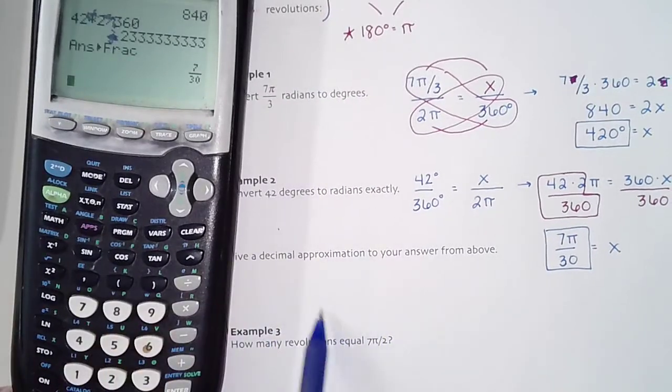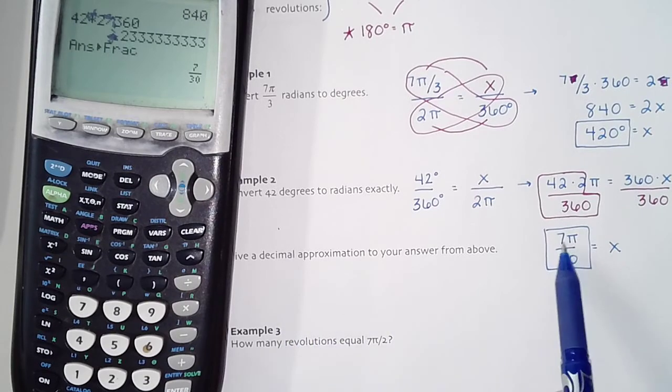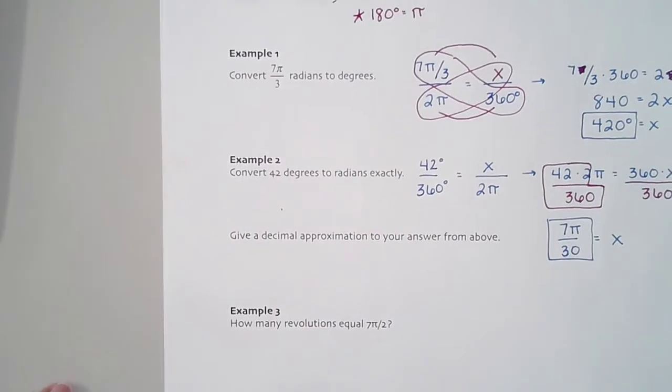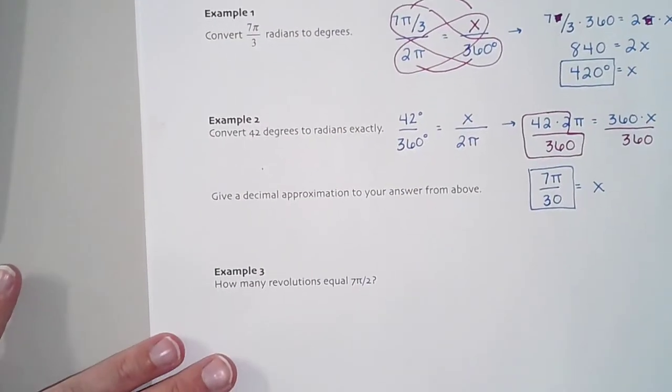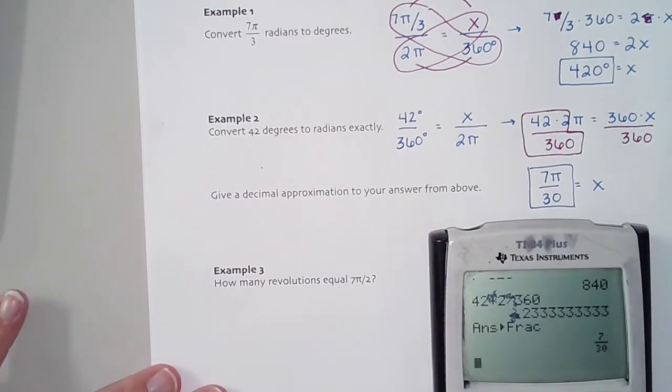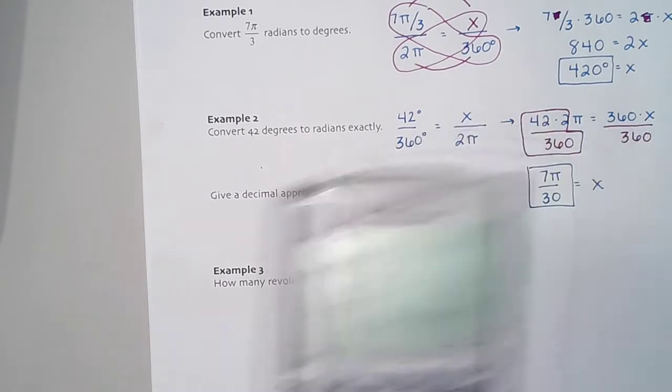Now, you'll notice that down here it says give a decimal approximation to your answer from above. That means go ahead and give it to me with the pi decimal in there. Very rarely do we work with radians in that context. We hardly ever work with decimal versions of radians, but it can happen. So I'm going to just type into my calculator 7 pi divided by 30. And there's my decimal equivalent.